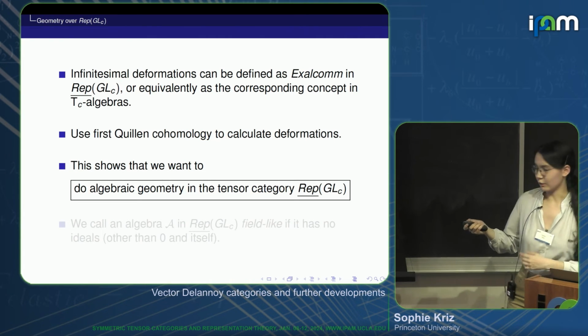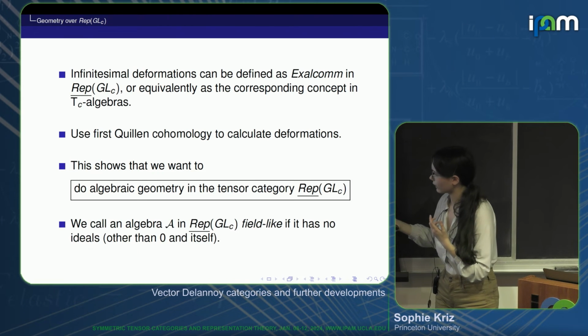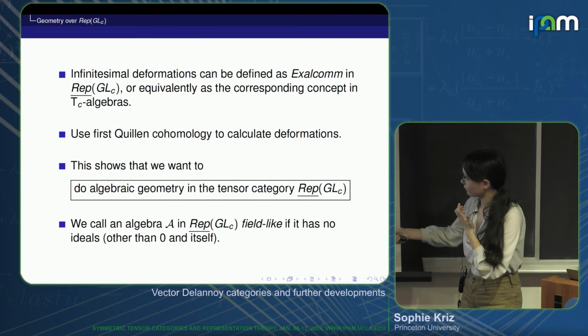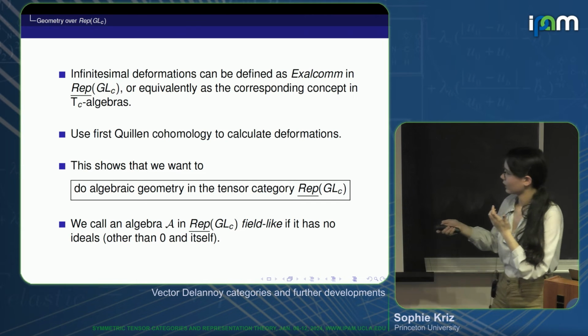So I guess, for example, let me call an algebra in Rep of GL_C field-like if it doesn't have any ideals.